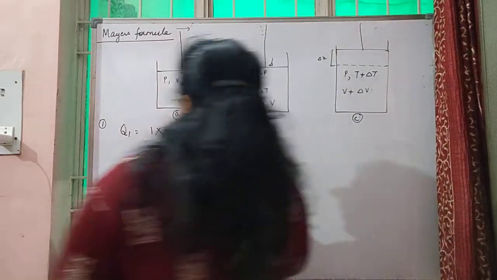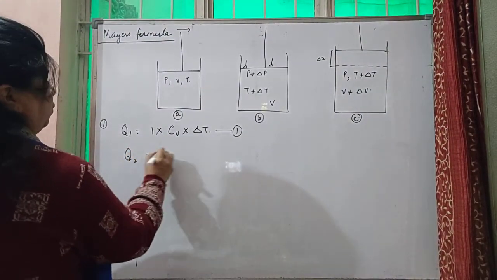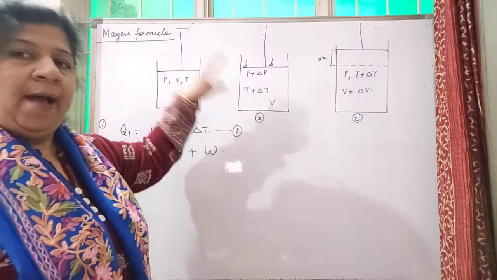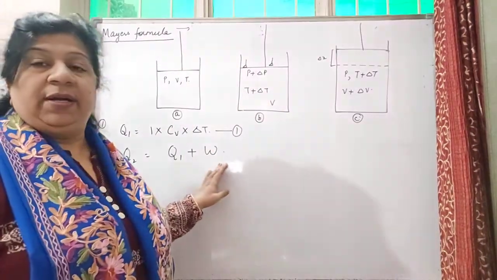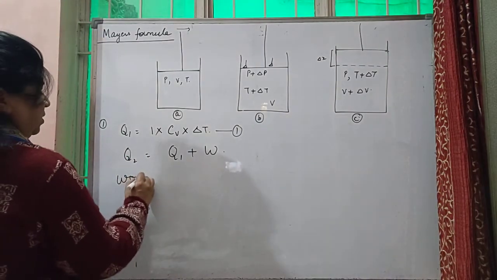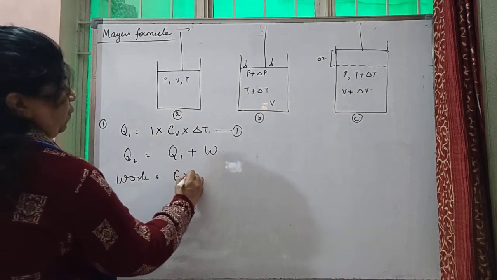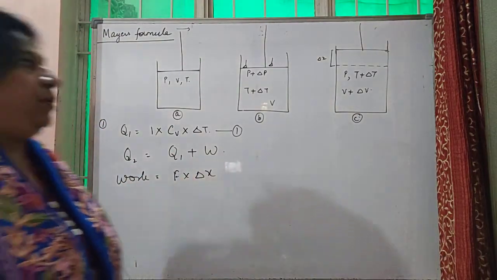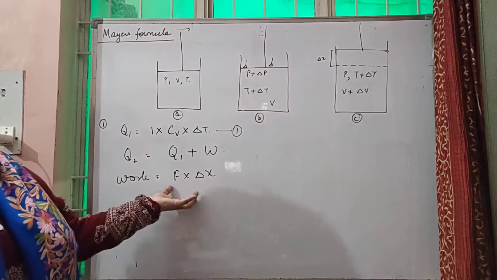Okay, so we are taking as Q1 plus W. जितना इसको दिया plus, and the work done against the frictionless piston. अब यहाँ पे if you are talking about work is what? The force into the displacement. Force applied to raise the piston into the displacement.